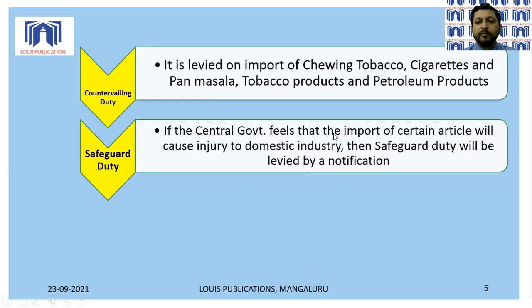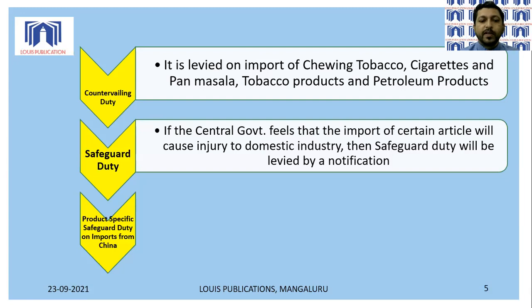So if the central government feels that the import of certain articles will cause injury, then safeguard duty will be levied by a notification. Any duty levied by a notification is a temporary action initiated by the government. So temporary, by notification, maybe for a period of 15 days, maybe for a period of 1 month, safeguard duty will be levied. As soon as that 1 month period, the cooling period, is over, safeguard duty will be withdrawn as far as import of such goods is concerned.